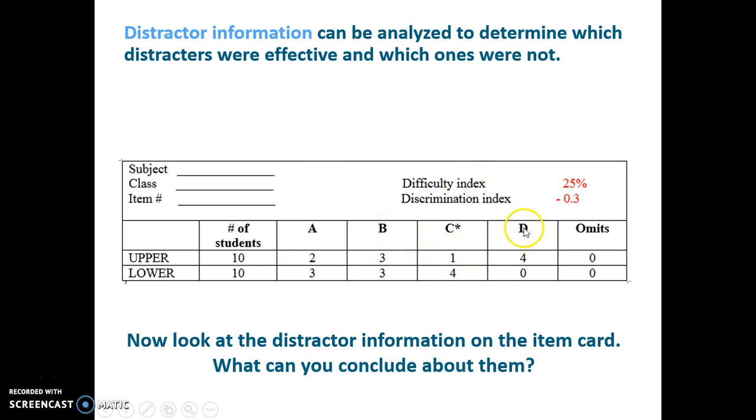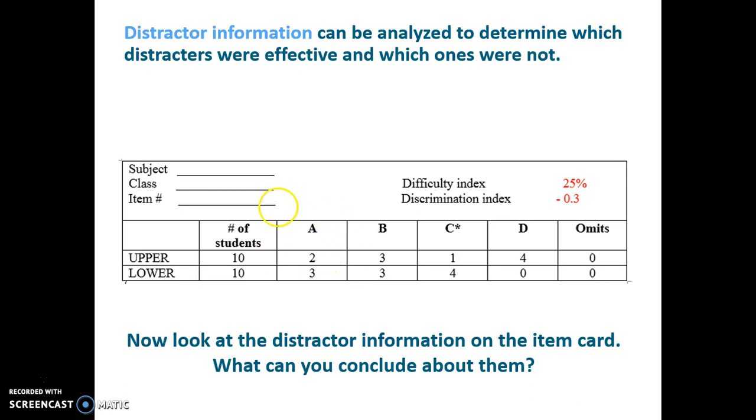This would suggest that distractor D is not working. C is the answer. D is not working because no one from the lower group chose that answer, and it may suggest ambiguity because you have four persons from your upper group choosing it. So it's attracting more of the high performers than the low performers. So this is not a good distractor. B is also not a good distractor because you have persons from both the upper group and lower group choosing it in equal amounts. It's not working. A might be working.